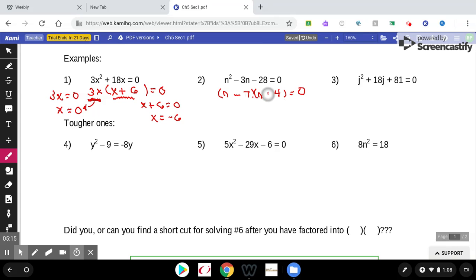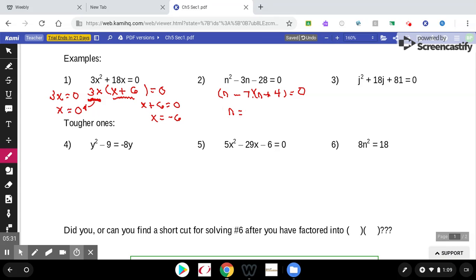So the negative 7 and a positive 4 would not only get me negative 28, but it will check out, give me the negative 3. So again, you could set these both equal to 0. You could separate them and put an equal 0 on each one. But I'm going to go shortcut.